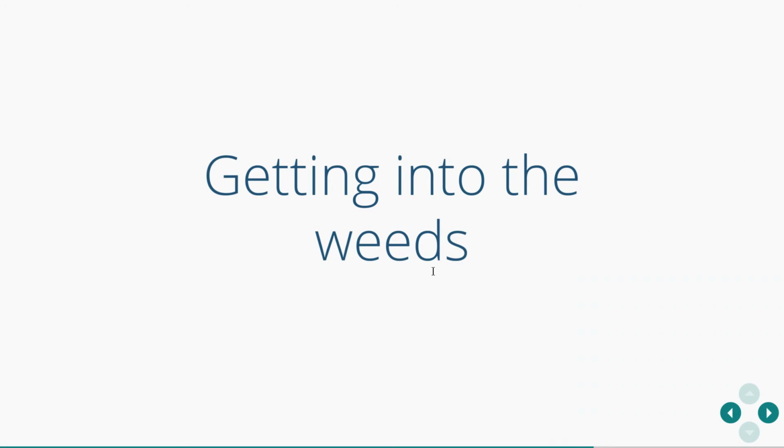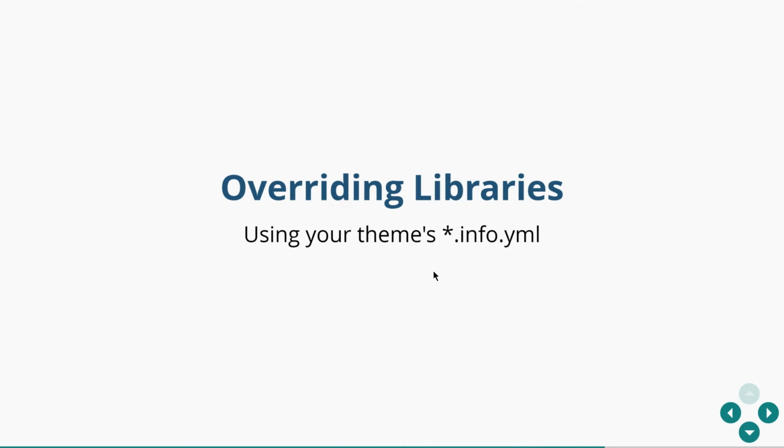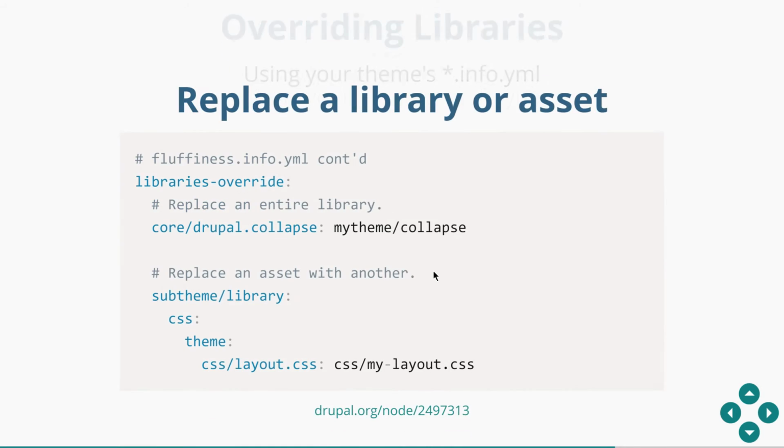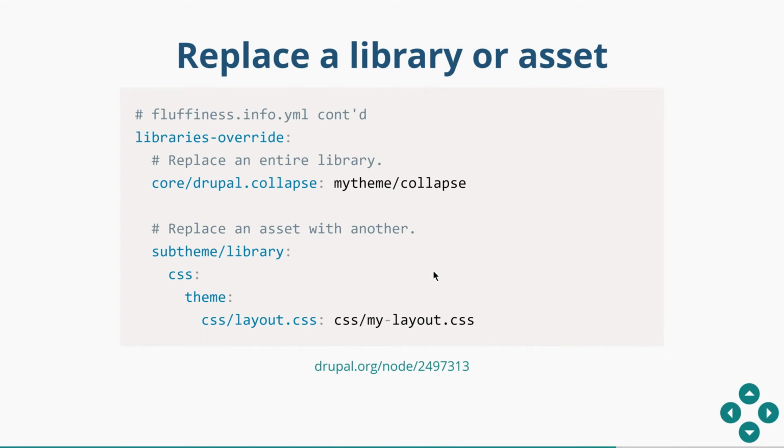So, getting into the weeds a little bit. Some kind of nitty-gritty stuff. So you can override libraries. So let's say an upstream module calls jQuery or some other library, and you want it to always use your version and not the version that they were preferring for whatever reason. You can replace a library or asset this way.